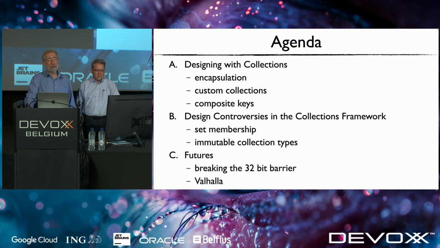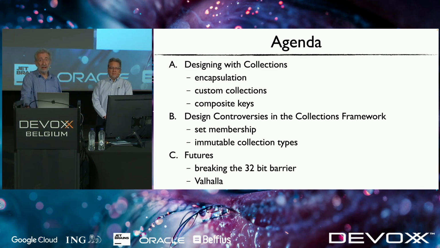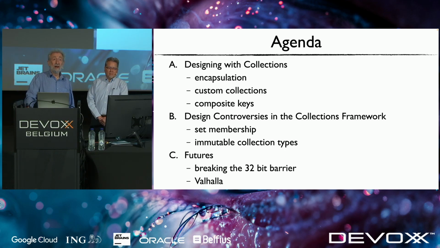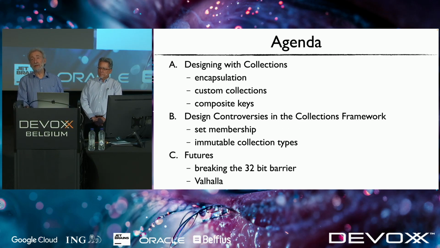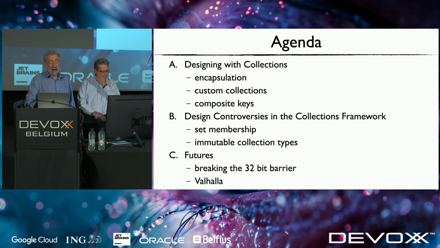So we're going to talk about set membership, which often puzzles people, and we think we figured out something relatively novel about that. And we'll also go back to the age-old question of whether there should be immutable collection types, which is often said within the collection framework. And we'll look at ways in which that can be done and the problems about doing it. And then we've got a section at the end on the futures of the collection framework. Breaking the 32-bit barrier is about very big collections, bigger than int-sized, and a big change that's coming down the pike, which is Valhalla, for very long.